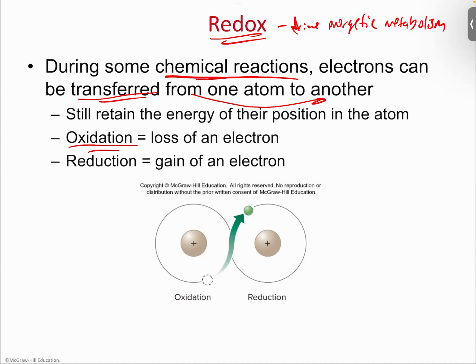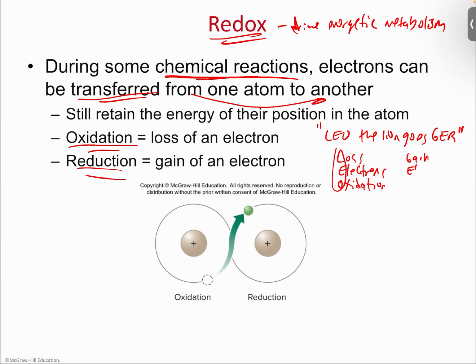When you take a look at this loss of electrons, that process we refer to as oxidation. If you gain the electrons, then we're talking about reduction. The way that I remember this is with a little memory trigger. Leo the lion goes grr. Loss of electrons is oxidation: Leo. Gain of electrons is reduction: GER.